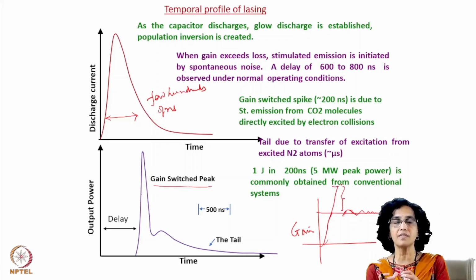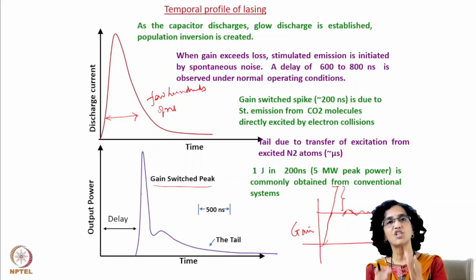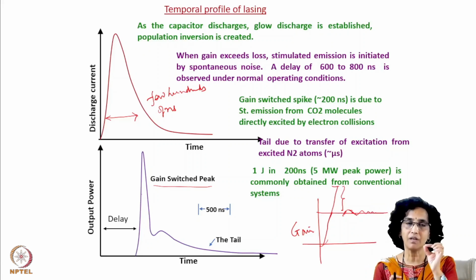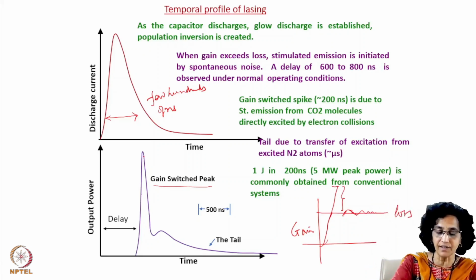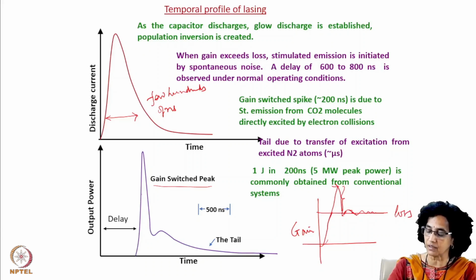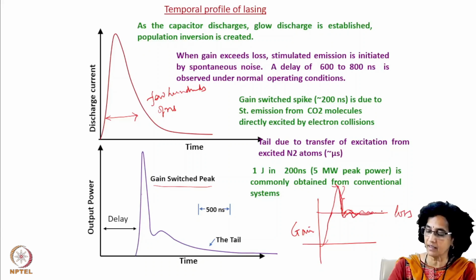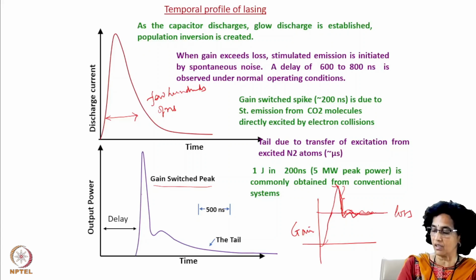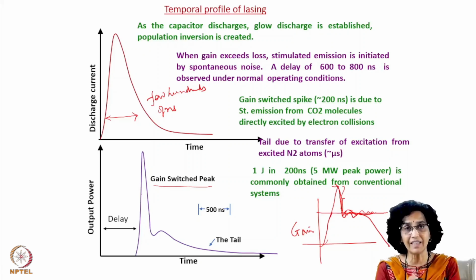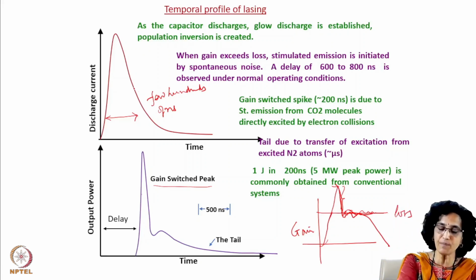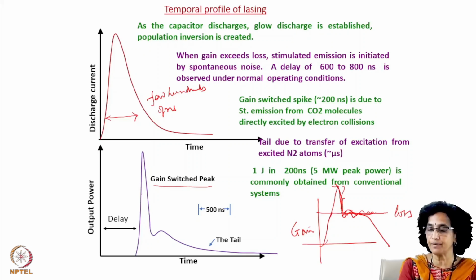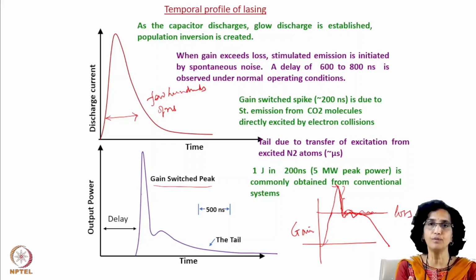And therefore, this is realized as a very sharp, high peak output that is seen here. And once the gain comes down, it again comes close to the loss line, and then it eventually falls when your inversion is killed, because our excitation pulse is long gone. And there is one more thing that you have to mind: there is a definite gap of about 600 to 800 nanoseconds.